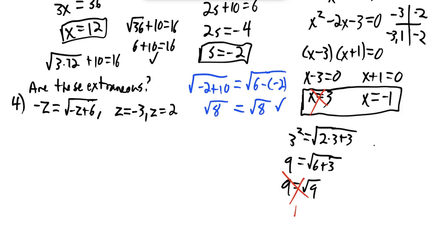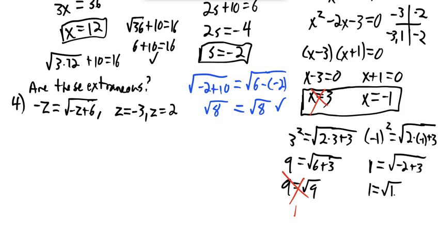Right, what about the other one? Is -1 squared equal to the square root of 2 times -1 plus 3? -1 times -1 is +1. Is that equal to the square root of -2 plus 3? Or is 1 equal to the square root of 1? That is true, so that is our remaining answer.